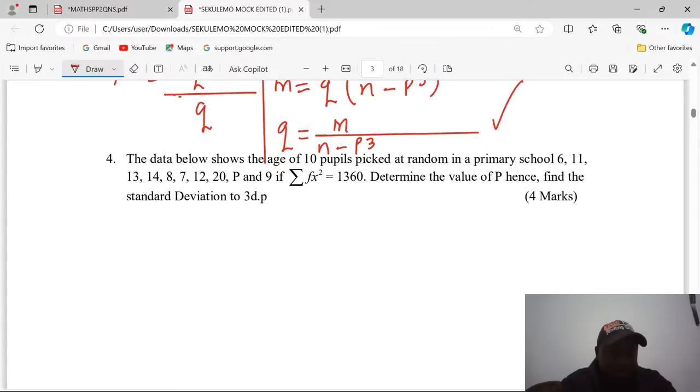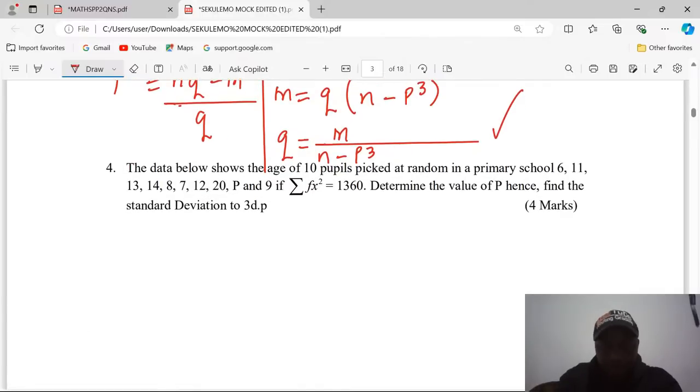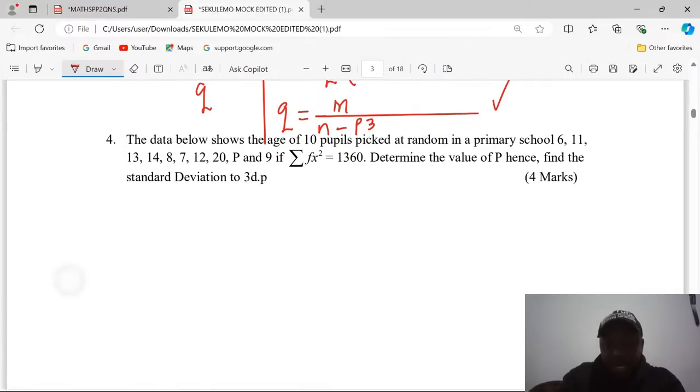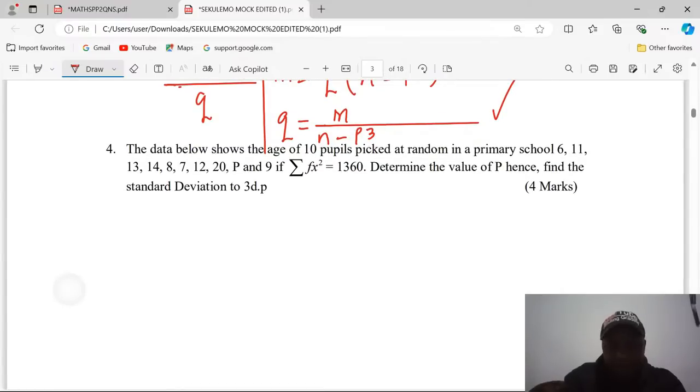If the summation of f of x squared equals 1360, determine the value of P, and hence find the standard deviation. Find the standard deviation to 3 decimal places. This is a statistics question. We are supposed to work out a standard deviation, and that is after determining the values of f of x squared.